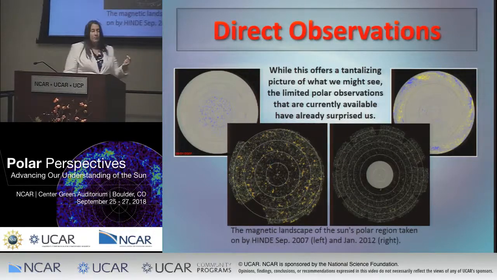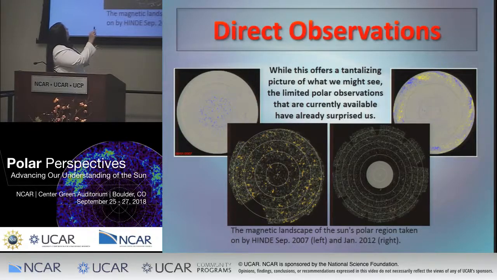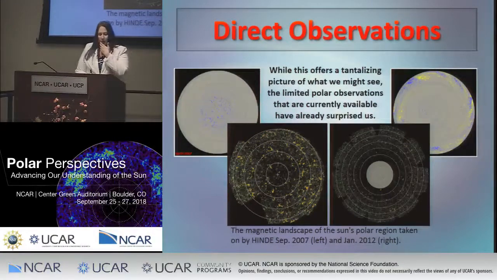And so these are the same time period. So over here on the left is Hinode at September 2007. And here's what the AFT model simulated as being expected. And then on the right-hand side, this is January 2012. Again, the Hinode observations, and then what I've simulated with the AFT model. And we see that there are some very striking similarities.